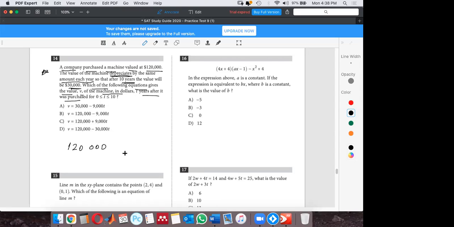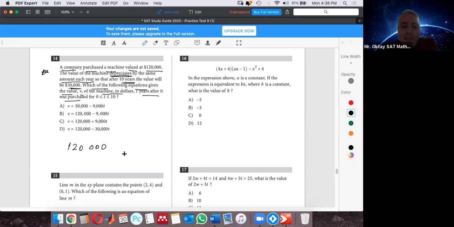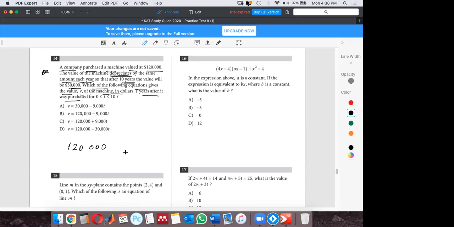It's so simple. So it was this amount at the beginning, right? I think it's D. Tell me. I said I think it's D. 120 minus 30. Yes.